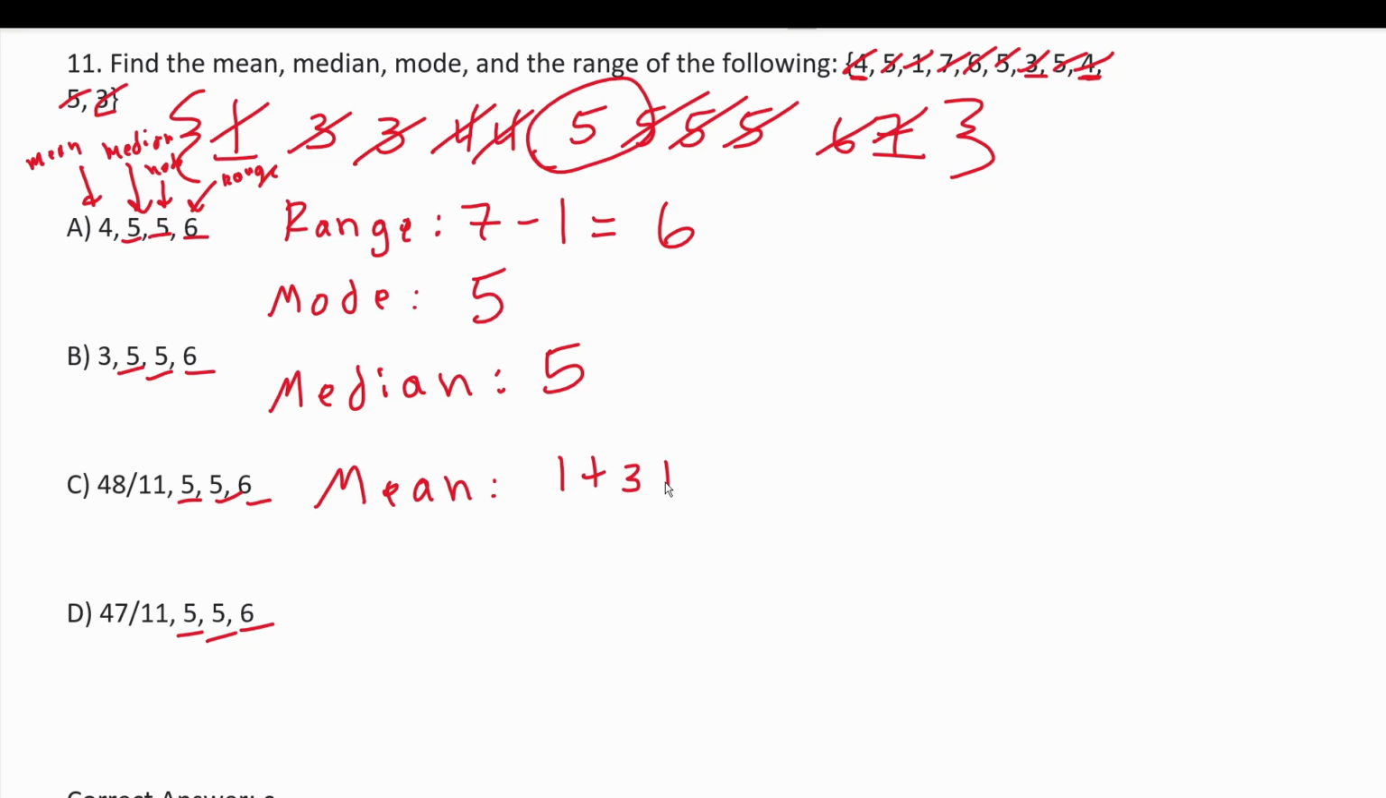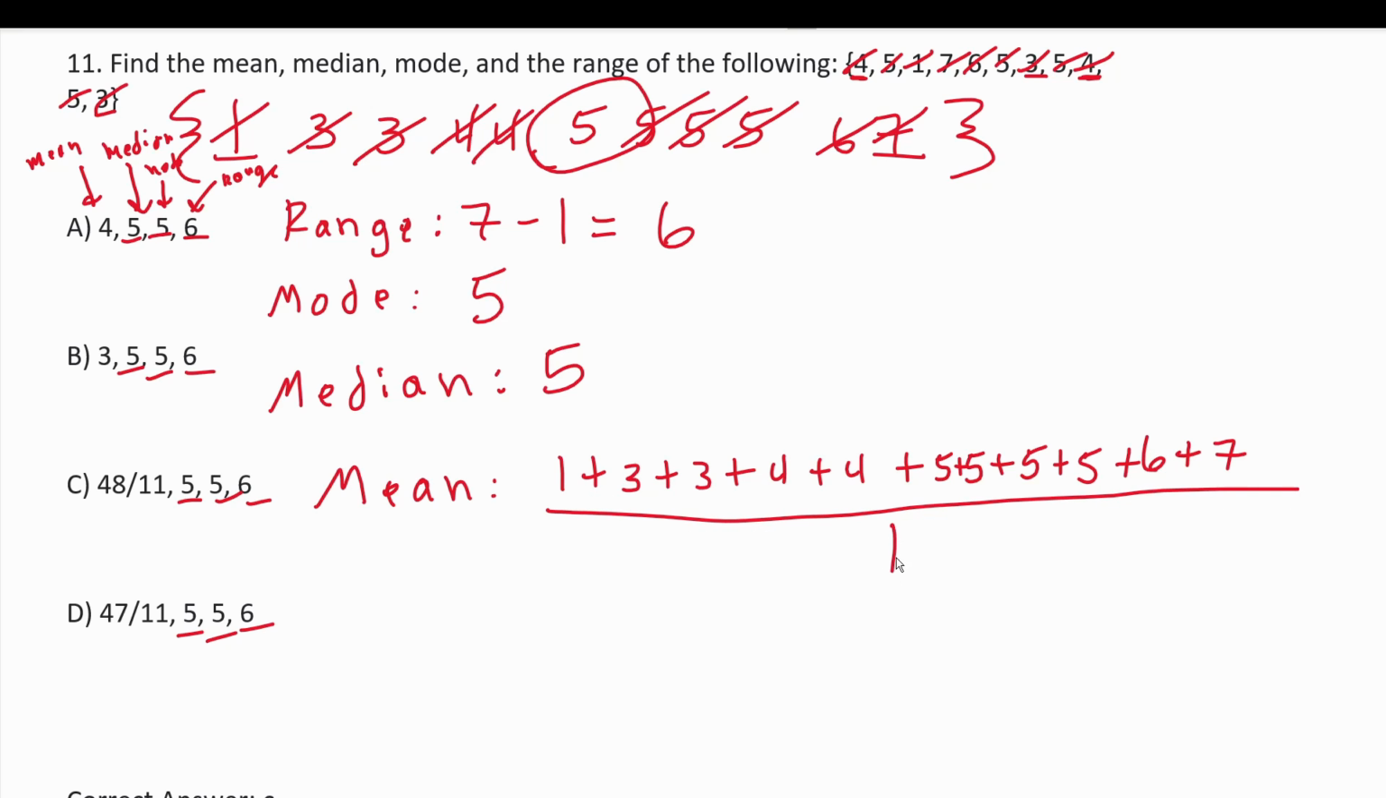1 plus 3 plus 3 plus 4 plus 4 plus 5 four times plus 6 plus 7. And as I mentioned, there are 11 terms in this data set. So to find the mean, we're going to have to work this out. And whenever I have to sum a large set of numbers like this, I usually do it vertically, but these numbers are pretty easy. We have 4 times here.